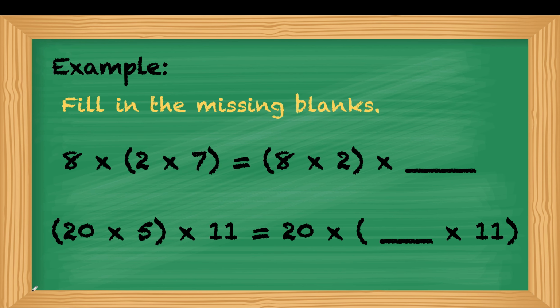Now I want for you again to try these two examples. Alright, so I hope you got this correct. I am regrouping, so in front of the equal sign, I had 8 times open bracket 2 times 7 close bracket, and behind the equal sign, I have open bracket 8 times 2 close bracket multiplied by a blank line. So the only number that was not included was the 7. Now if I'm to multiply all of this and all of this, both sides should give me the same product.